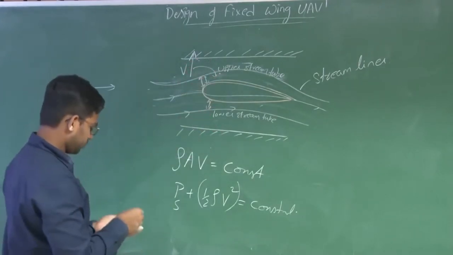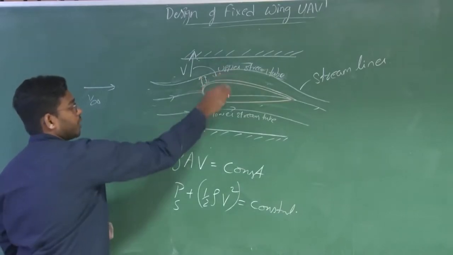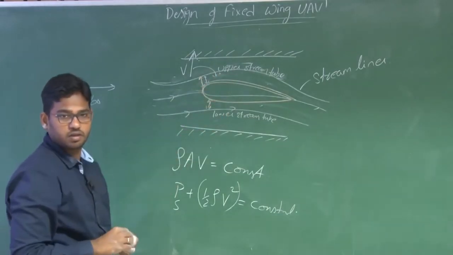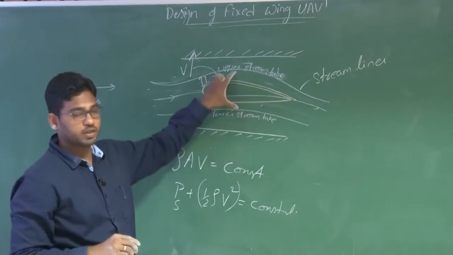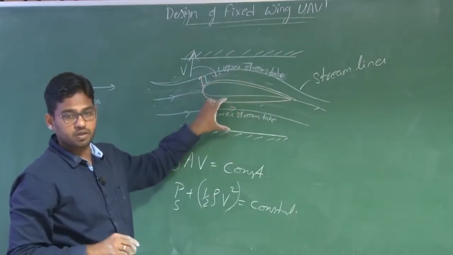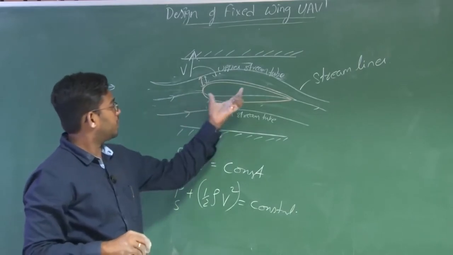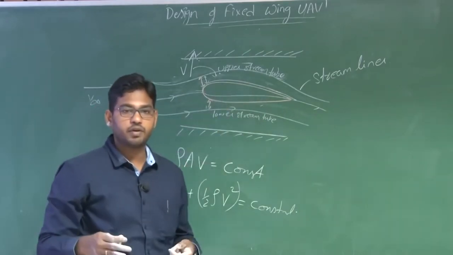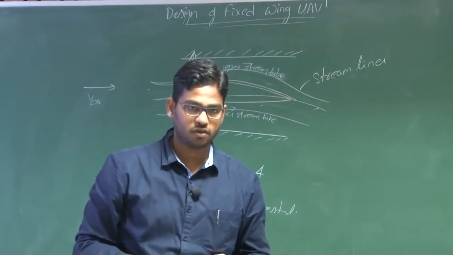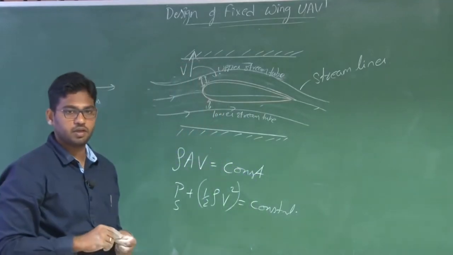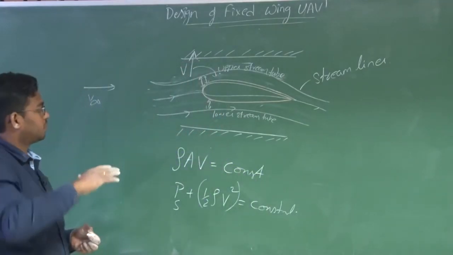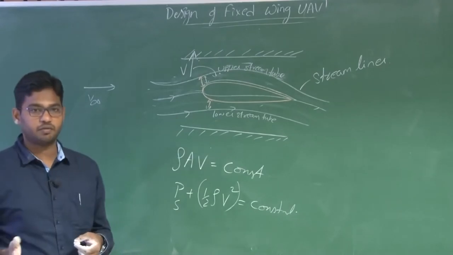Hence, there is an equal pressure drop on the upper and lower surface. You understand this, right? There is an equal static pressure drop on the upper and lower surface. So, eventually, a symmetric aerofoil at zero angle of attack doesn't produce any lift, right? Now we have defined a term called angle of attack.